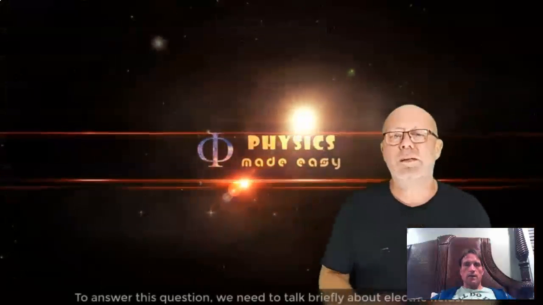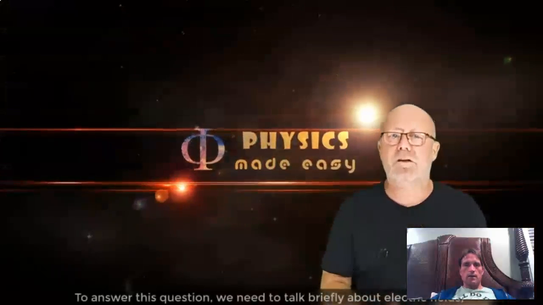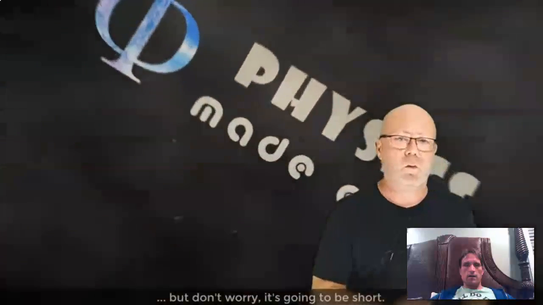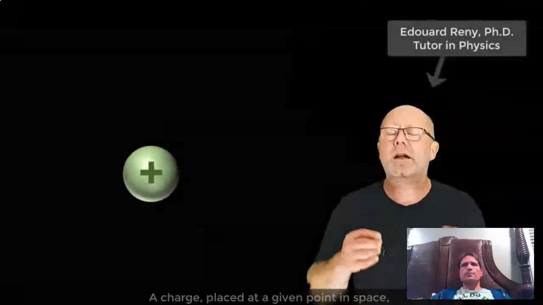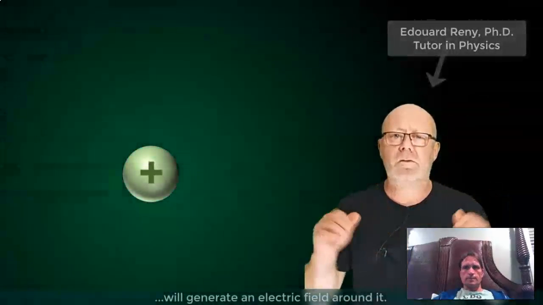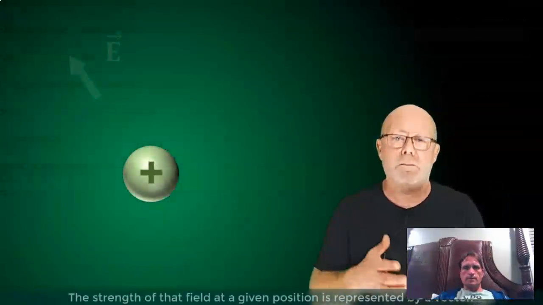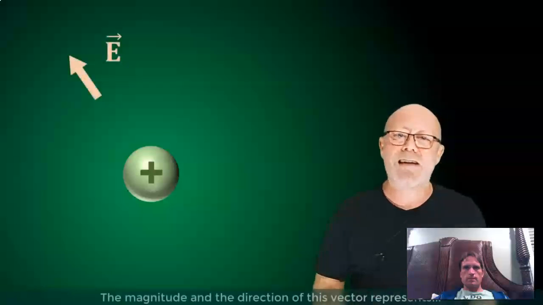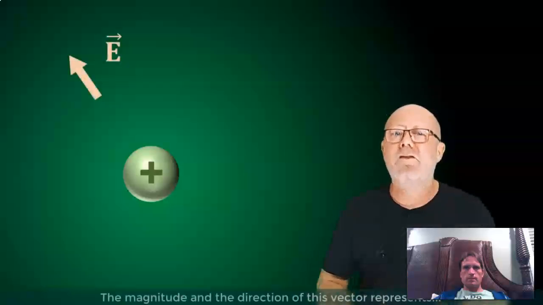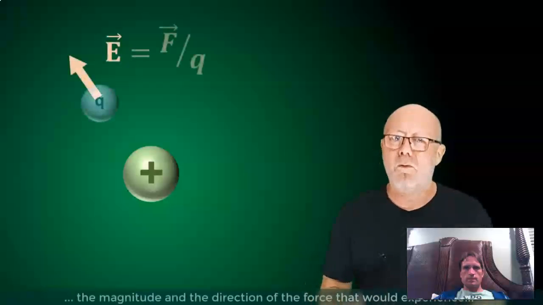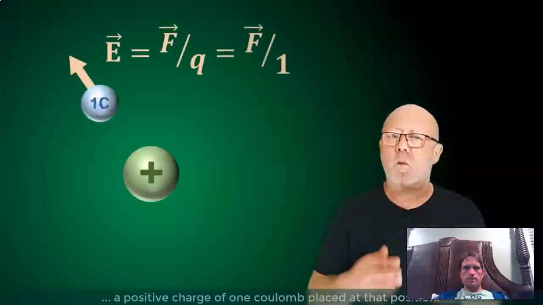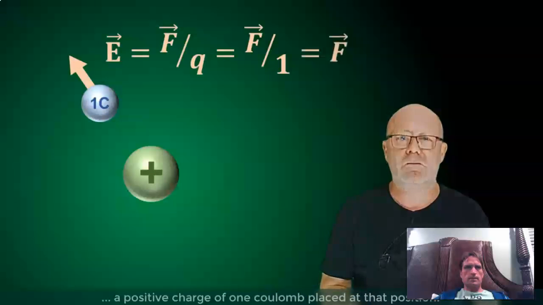To answer this question, we need to talk briefly about electric fields. But don't worry, it's going to be short. A charge placed at a given point in space will generate an electric field around it. The strength of that field at a given position is represented by a vector. The magnitude and the direction of this vector represent the magnitude and the direction of the force that would experience a positive charge of 1 coulomb placed at that position.